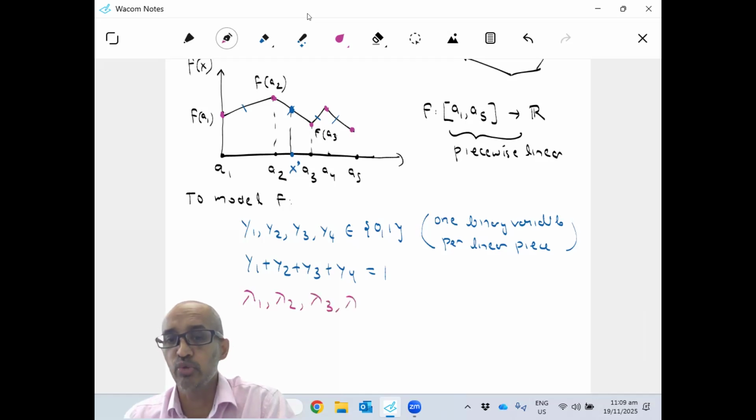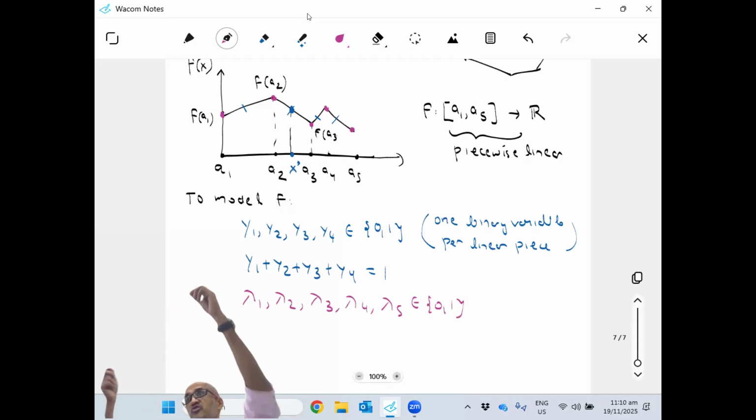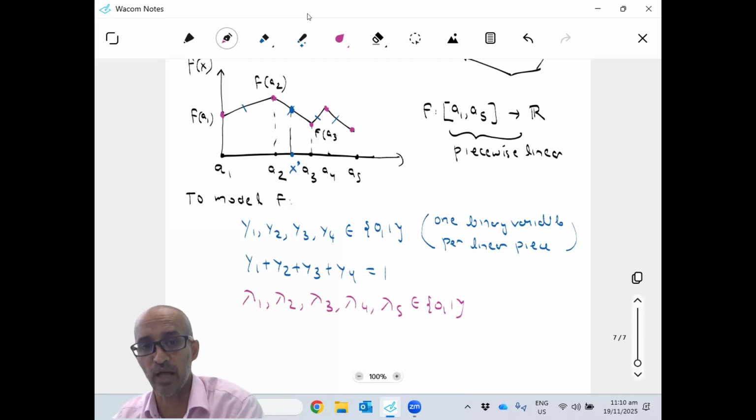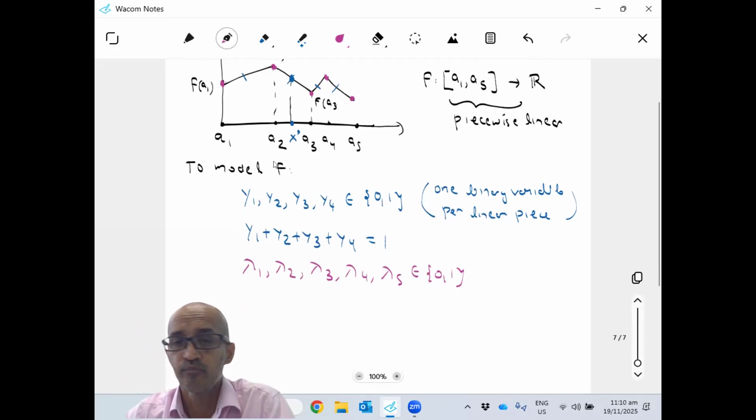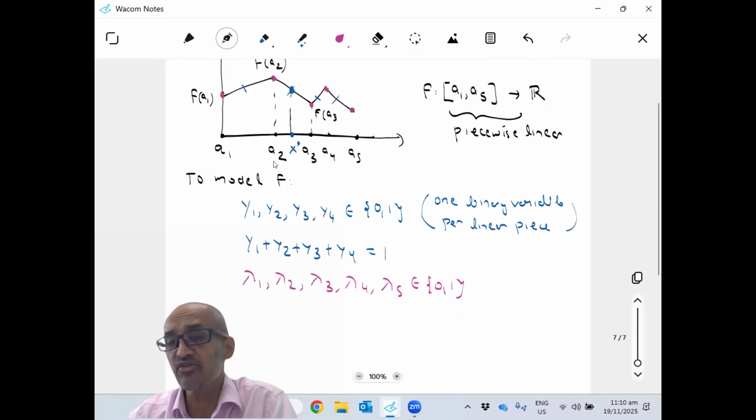So I'm going to have 5 variables, and these variables are going to tell me my convex combination of the different A's. So I've got lambda 1 for this point, lambda 2, lambda 3, lambda 4, lambda 5. Now the key thing is, when I want to write x star, which lies between a2 and a3, I want x star to be written as a convex combination of a2 and a3. So I'll want lambda 2 and lambda 3 to be positive.